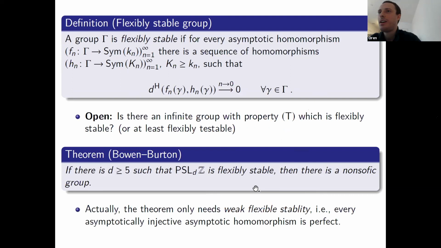And here in the Bowen-Burton theorem, it's almost a year since I looked at this paper, but I guess tau is enough. I can't tell you for sure. They use more than tau, some particular structure of PSL(d,Z). But I think, if I remember correctly the proof, we'll see it in two weeks and then we can check carefully, that what is used from the T part of PSL(d,Z) is only tau. So maybe we have some flexibility to find these counterexamples. Yeah, there is some flexibility for finding flexible stability.